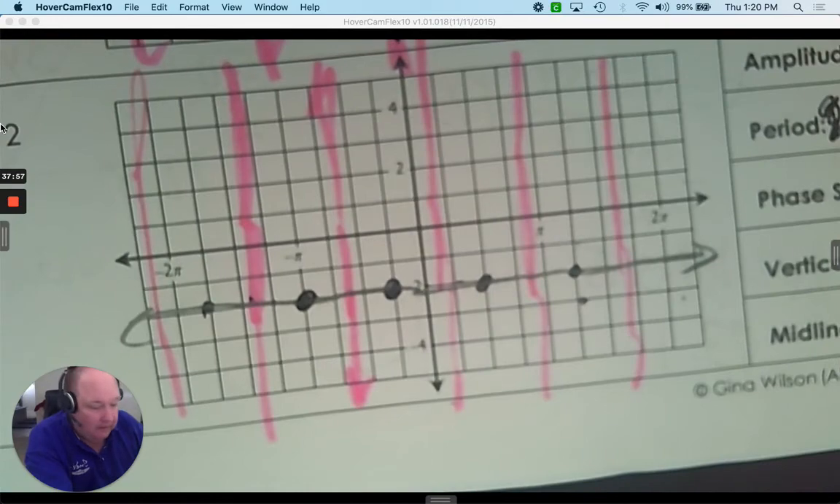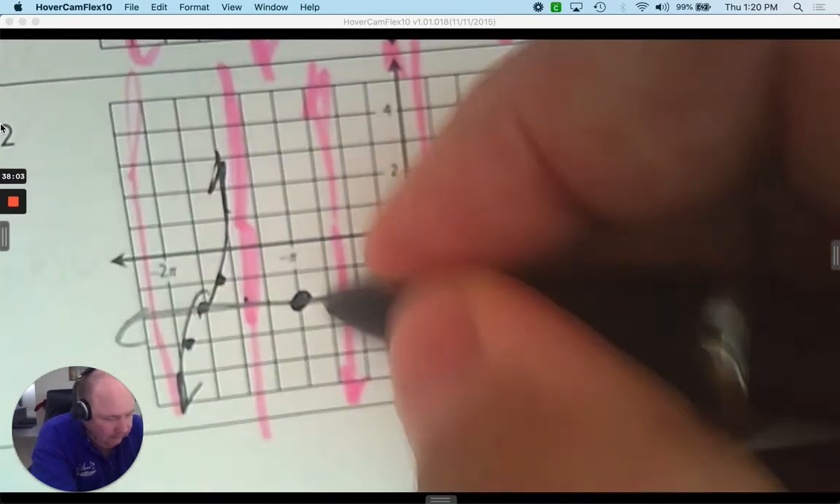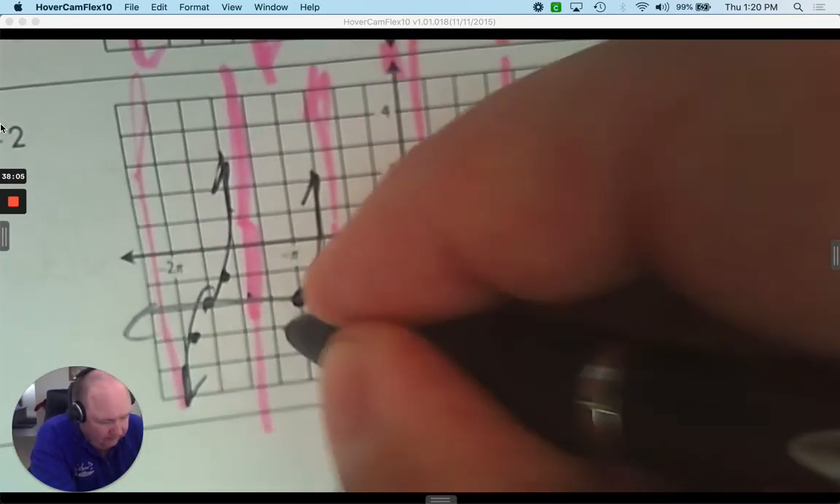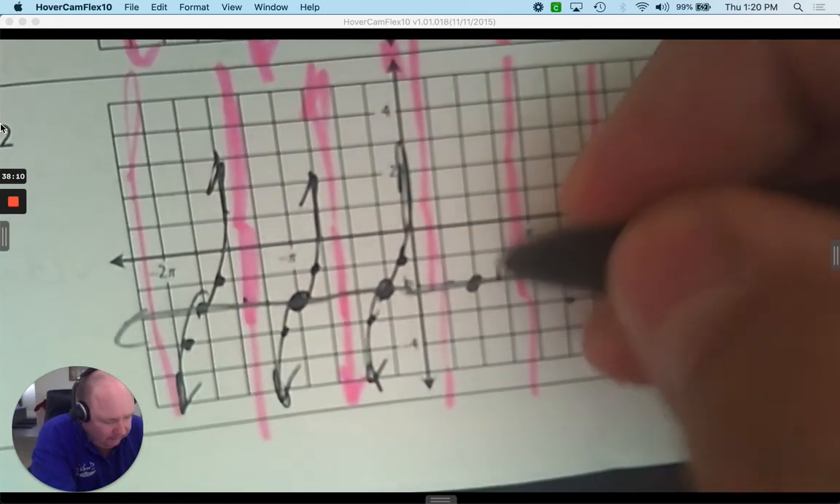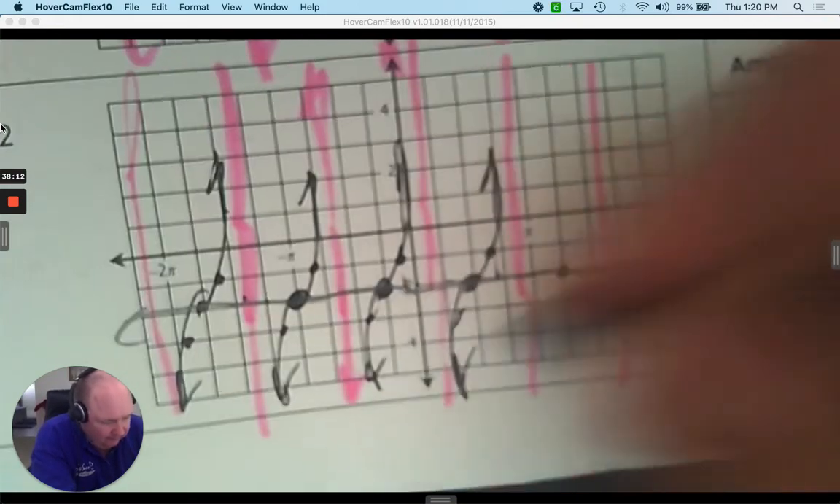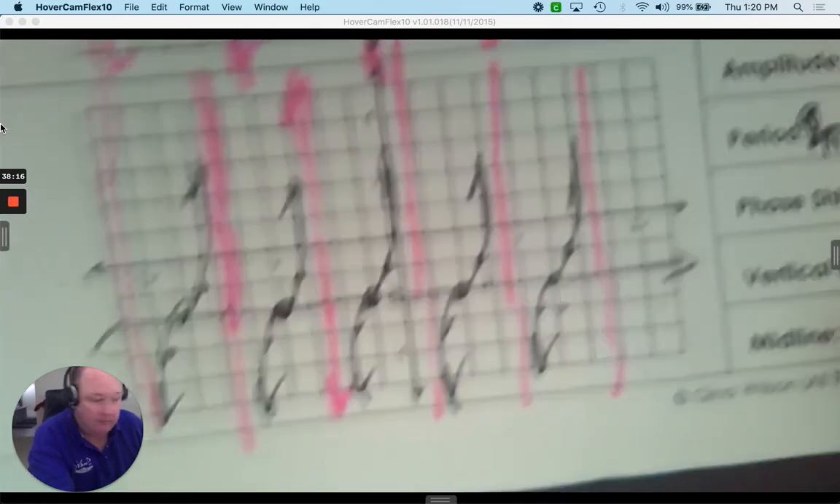And then what direction? The A value is 1. So from the midline, I go up 1. That goes up to the right, and then down 1. So from the midline, up 1, and then down 1. And then continue that pattern. Up 1, down 1. And you have it.